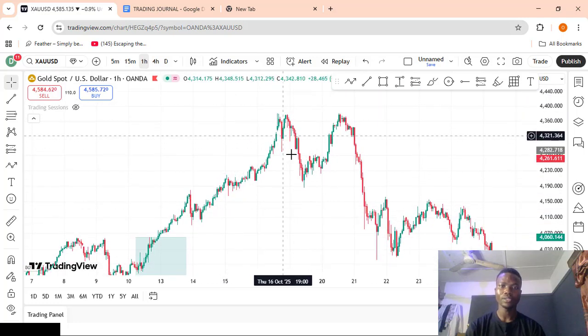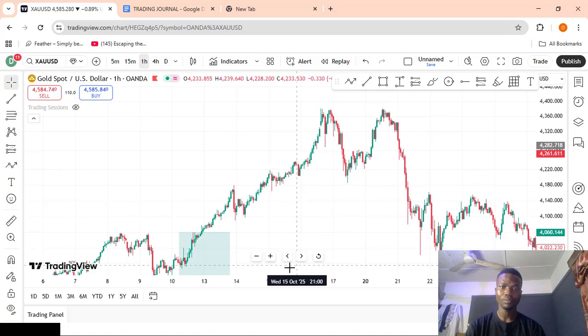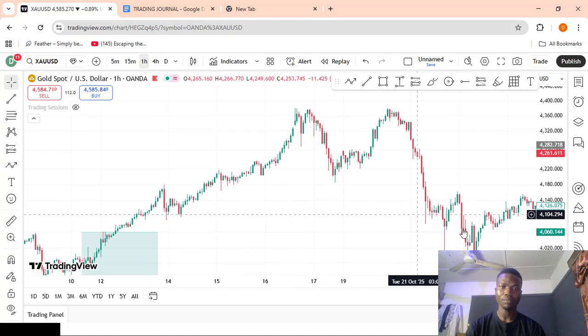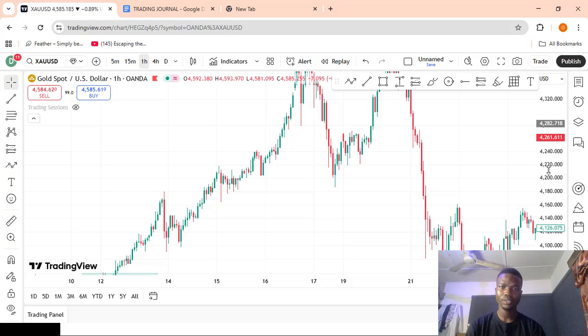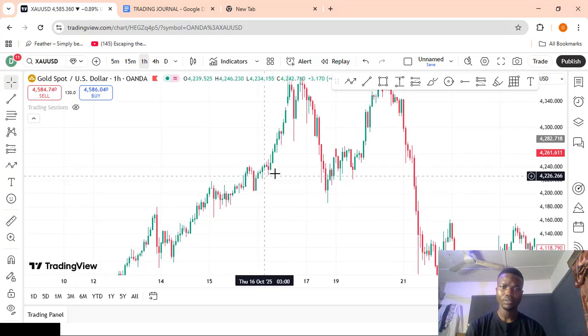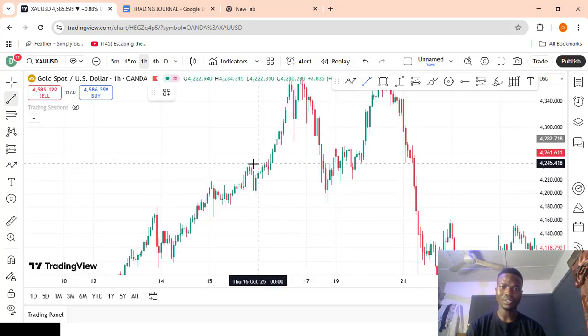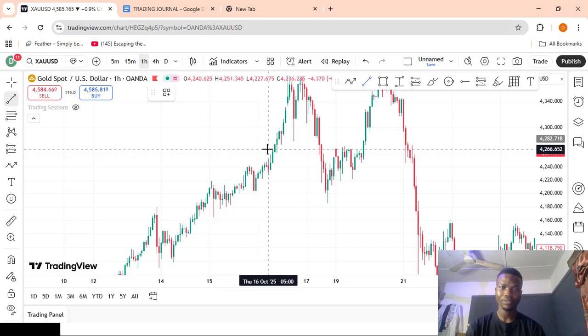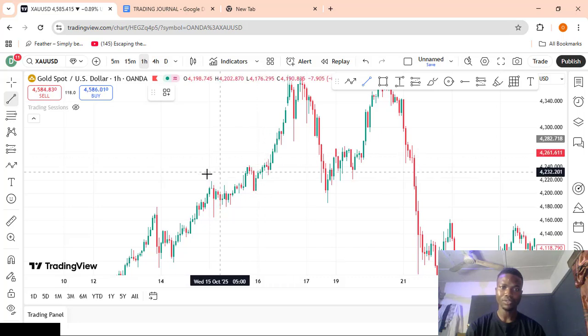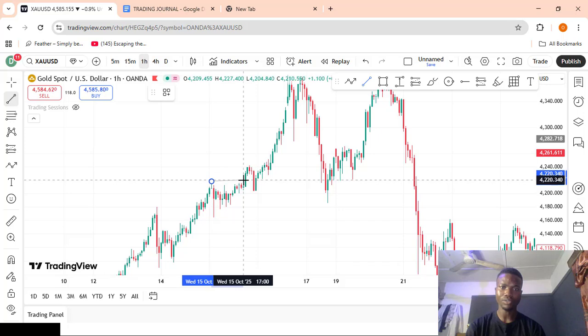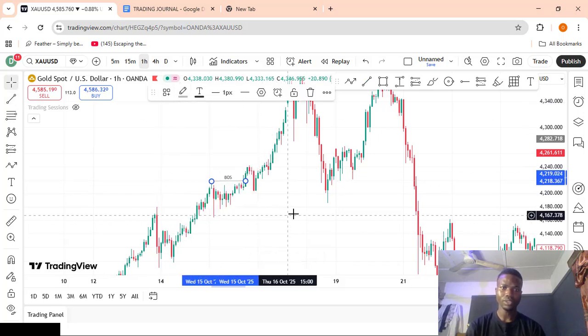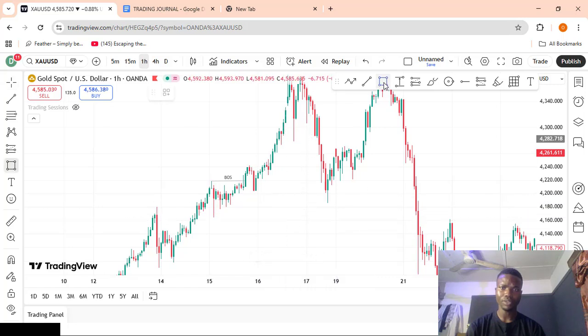We can see another break of structure to the upside. In fact, we can't really call this a break of structure. This is the break of structure right there. Then we know that we mark out our demand zone below that zone.